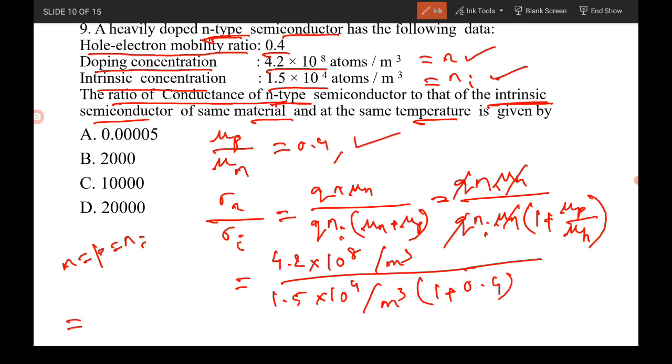So here meter cube gets cancelled, we will get a ratio 10 to the power 4. So after simplification, you will be getting the ratio as 2 into 10 to the power 4, that is nothing but 20,000. Okay, so option D is our answer. Now next moving on to the 10th question.